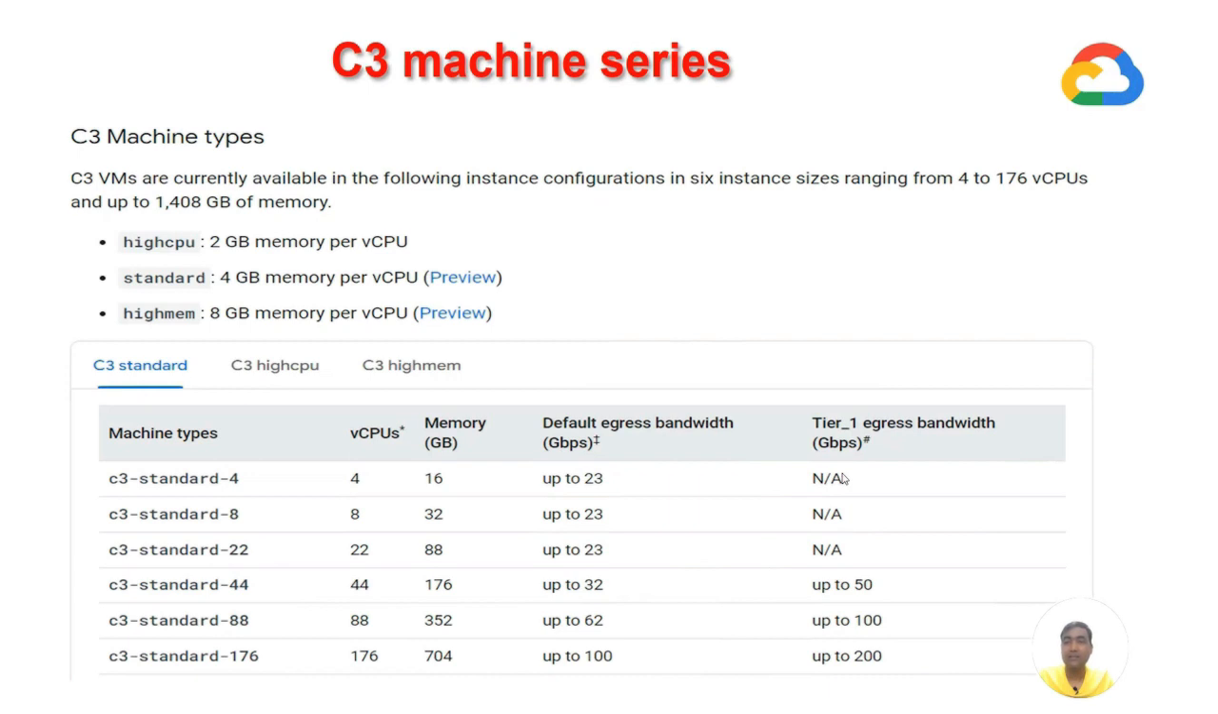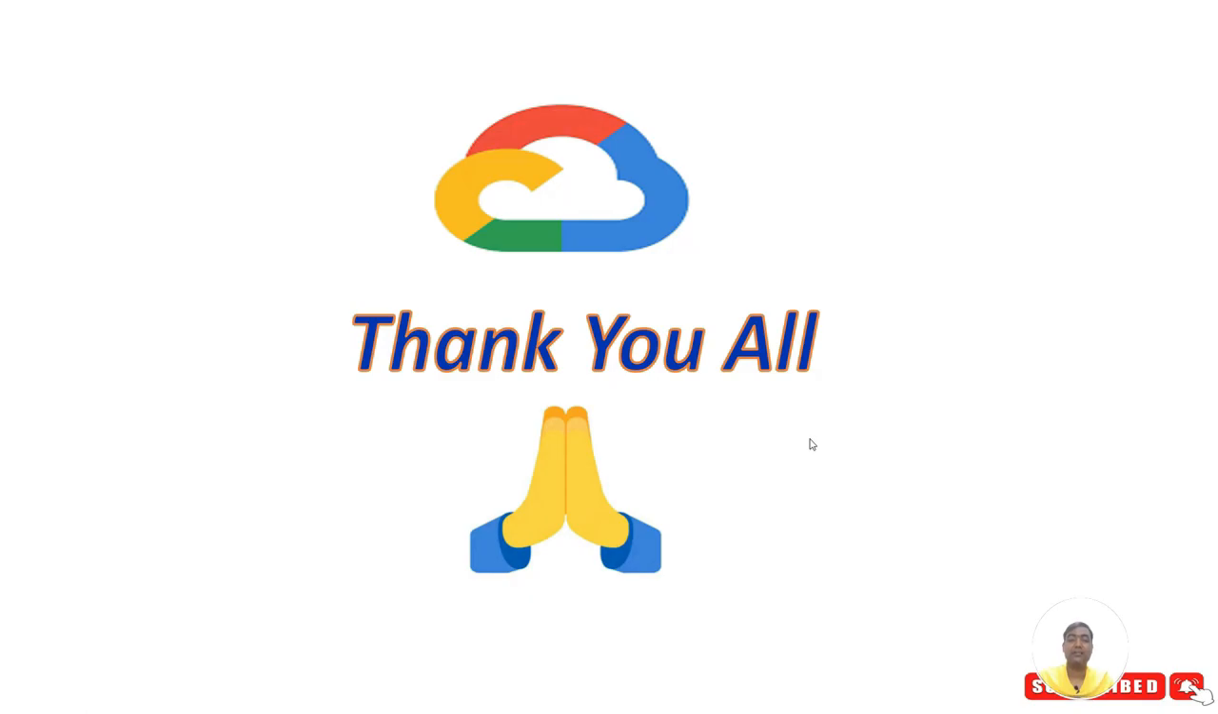Guys, as you can see here, the C3 machine types are currently available in the following instance configuration, in 6 instance sizes ranging from 4 to 176 vCPUs. Guys, thank you so much.